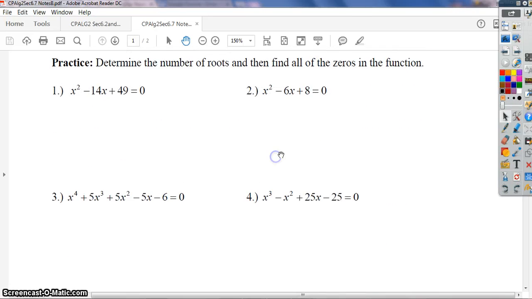When you look at number 1, if you're using that fundamental theorem, you would say there has to be 2 answers. Either both of them are imaginary, or both of them are going to be real. There is no in between, because there can only be 2 imaginary answers, or 4, or 6, an even amount.